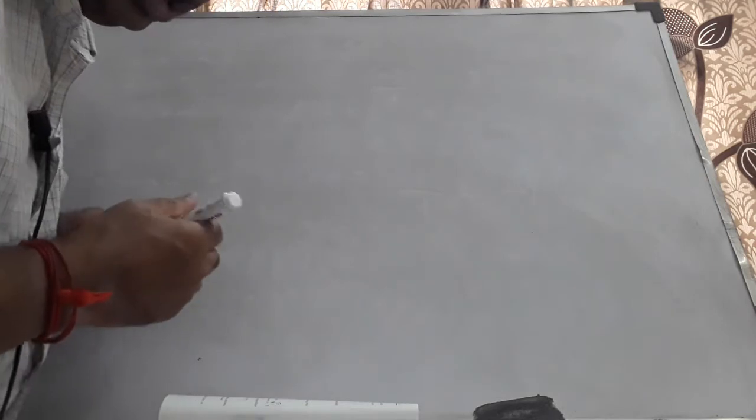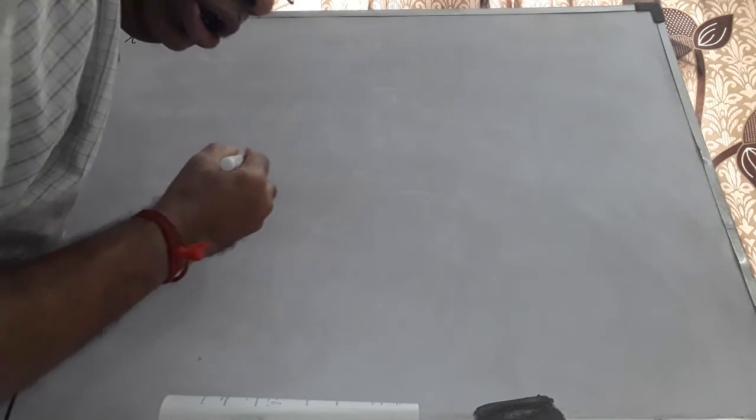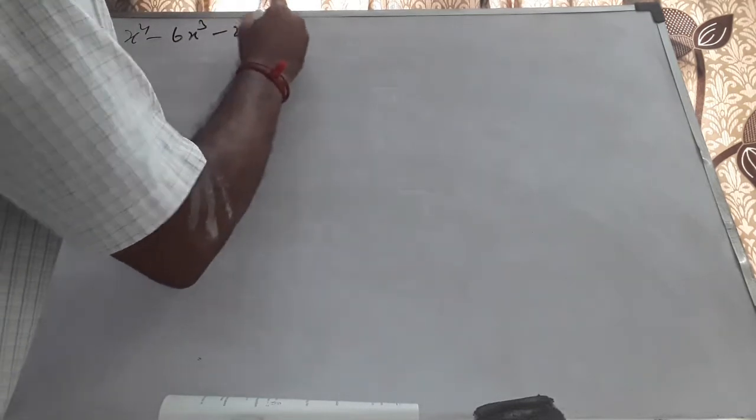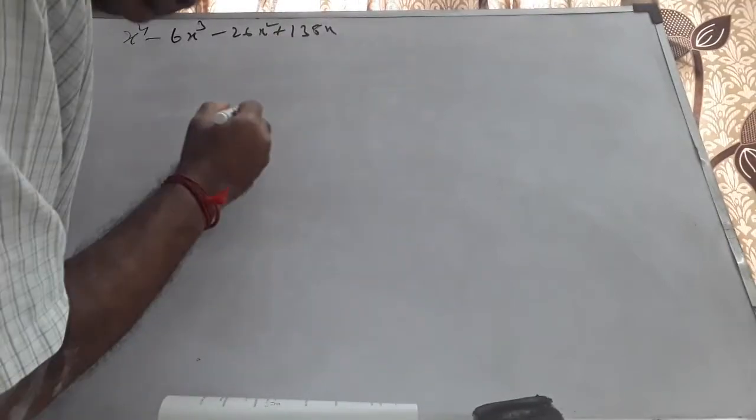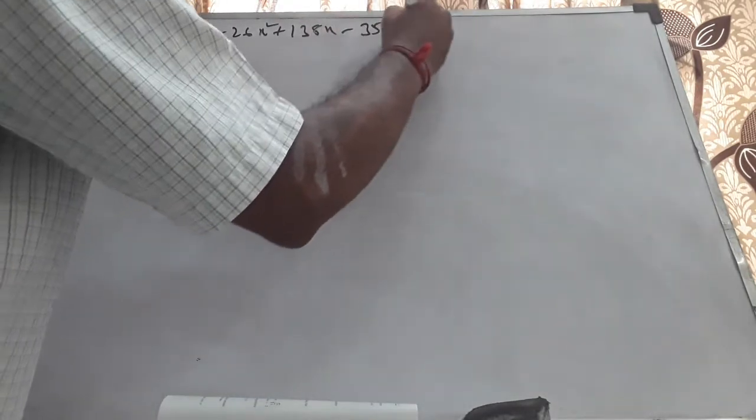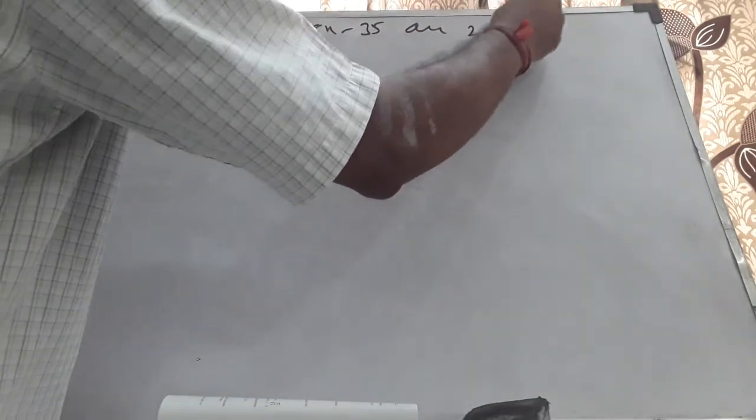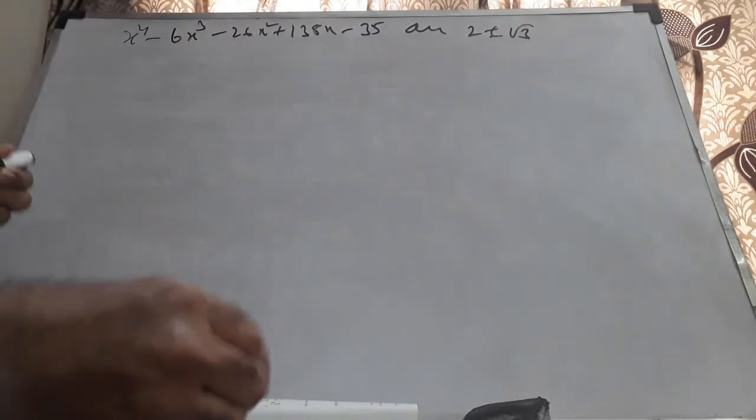Okay, now the next problem. If two of the zeros of x power 4 minus 6x cube minus 26x squared plus 138x minus 35 are 2 plus or minus root 3, you are given two roots like this, then find the other zeros.